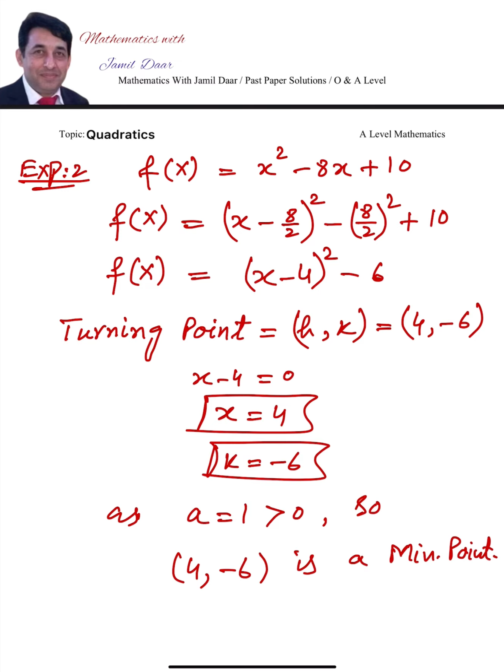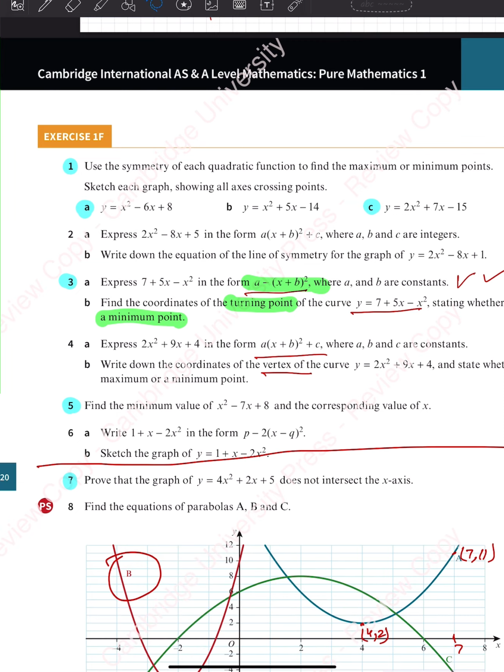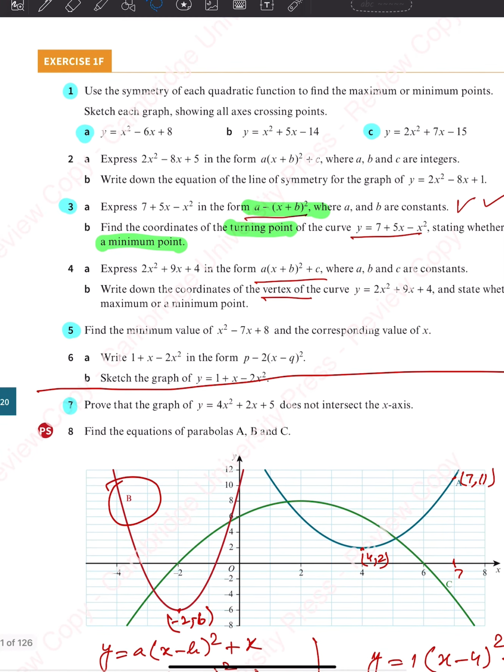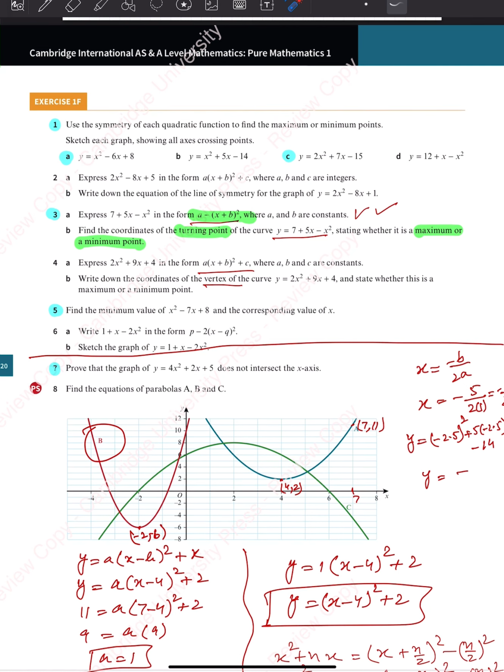Okay, so let me go through the exercise. This is exercise 1F in the book, which is related to this topic. In the first question, they are saying use symmetry, that means the line of symmetry, of each of the quadratic functions to find the maximum or minimum. So in this question, a is 1, so that would be positive, so a minimum point. x is minus b over 2a. This is the general form first.